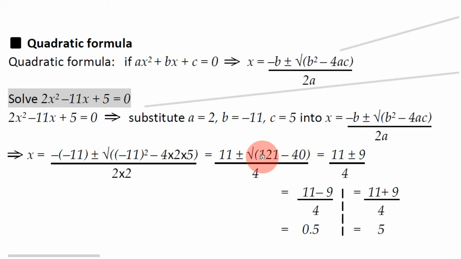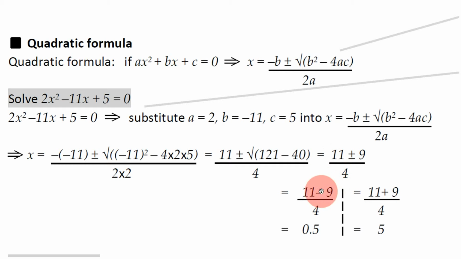121 take away 40 is 81. The square root of 81 is 9, so you get that. That 11 is still that 11, that 4 is still that 4, so that hasn't changed. So you end up with that. Now let's talk about what this plus or minus business means. Plus or minus means the plus version of this or the minus version of that. So this means both this and that. It means both of them, not one of them.